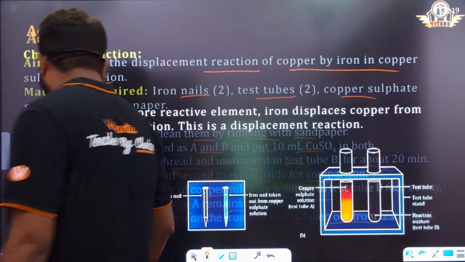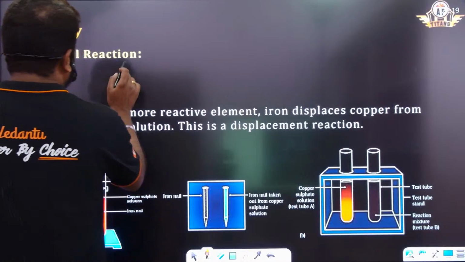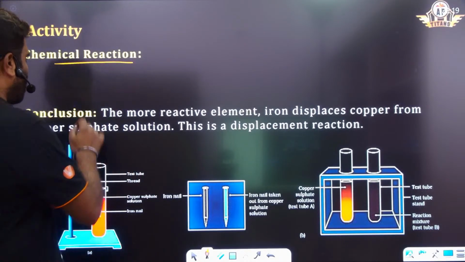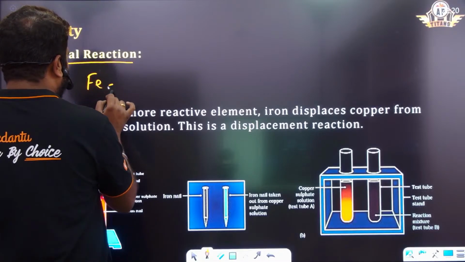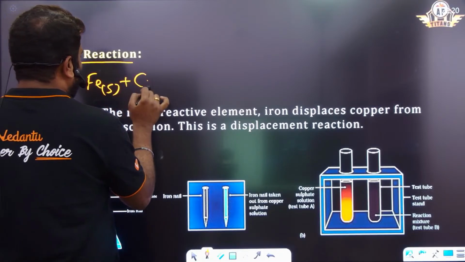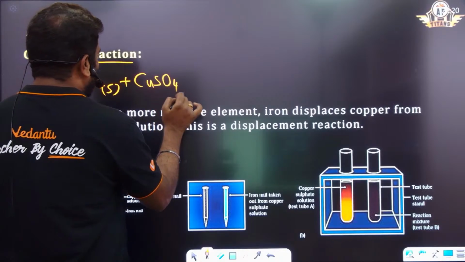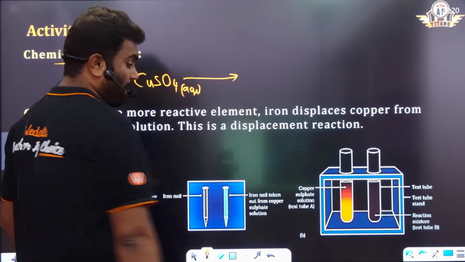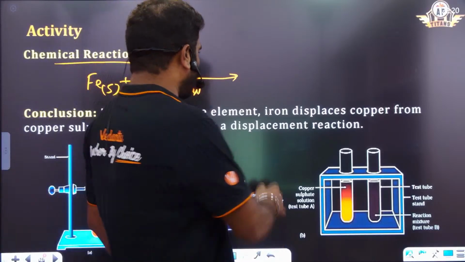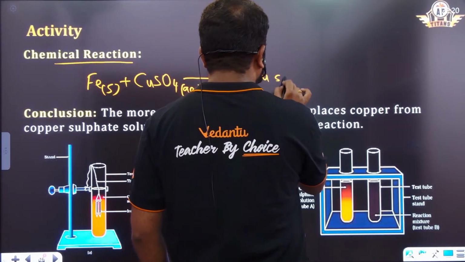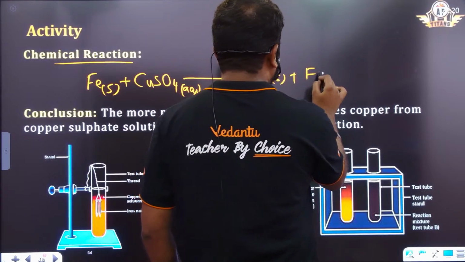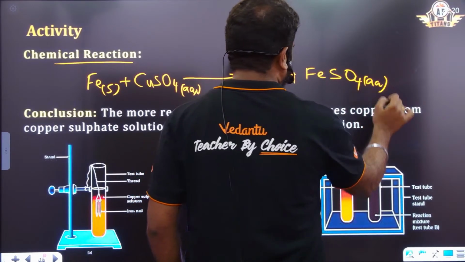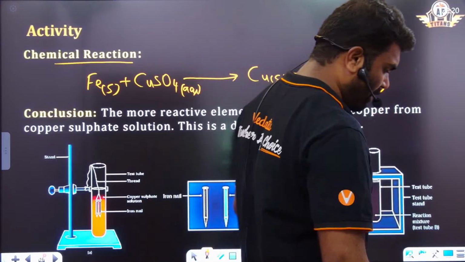So we can see the chemical reaction here. What is happening? Iron is solid, and it is reacting with copper sulfate, which is an aqueous solution. It will form copper solid, and iron sulfate aqueous will be formed.